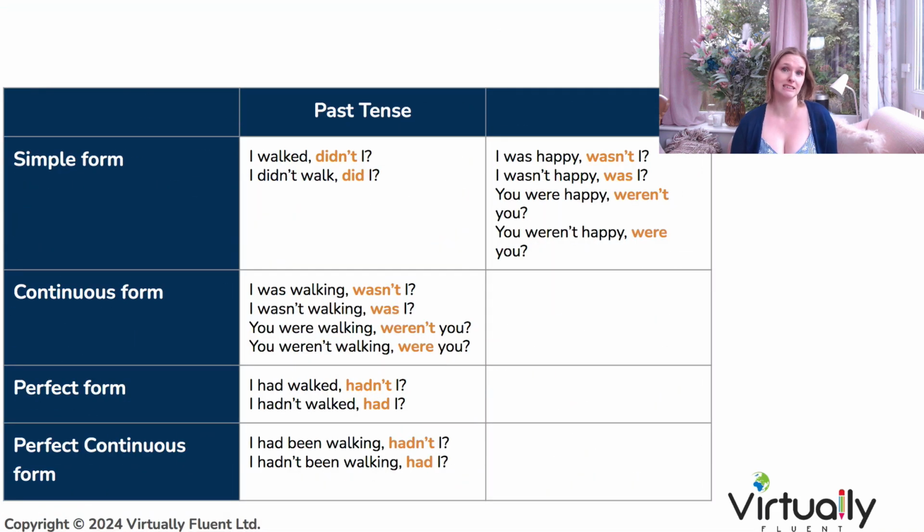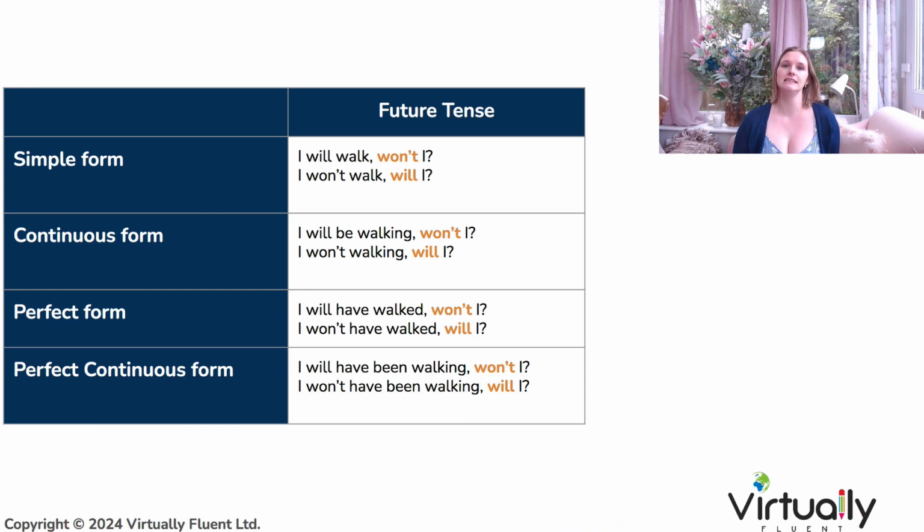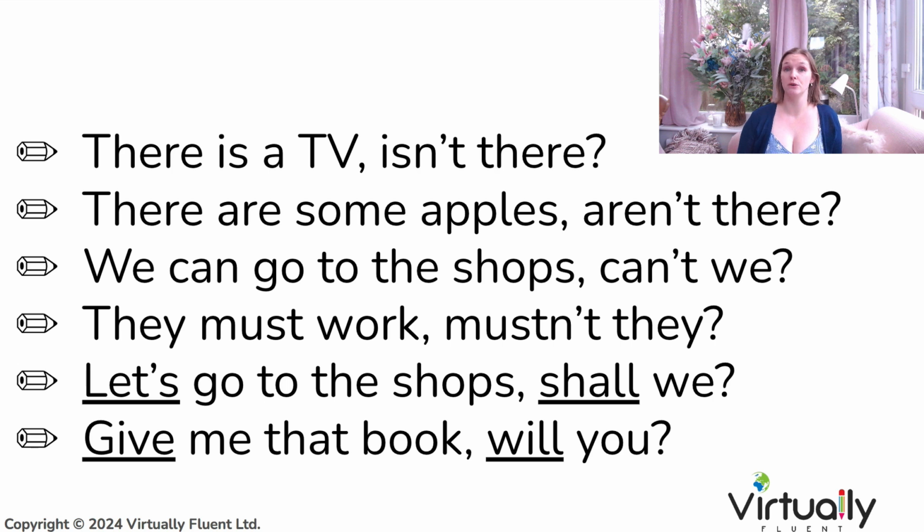Here you can see the structures for the 4 past forms. Again, in the past simple, you have the verb to do, which is actually did in the past, and you have the verb to be, which is was, were in the past. And here you can see the future forms, which is nice and simple because actually it's will in all of these tenses. A few other important notes with question tags is that there is and there are can also be copied. There isn't, there aren't. Modal verbs can also be used in the same way with their positive and negative forms. We can go to the shops, can't we? Or they must work, mustn't they?